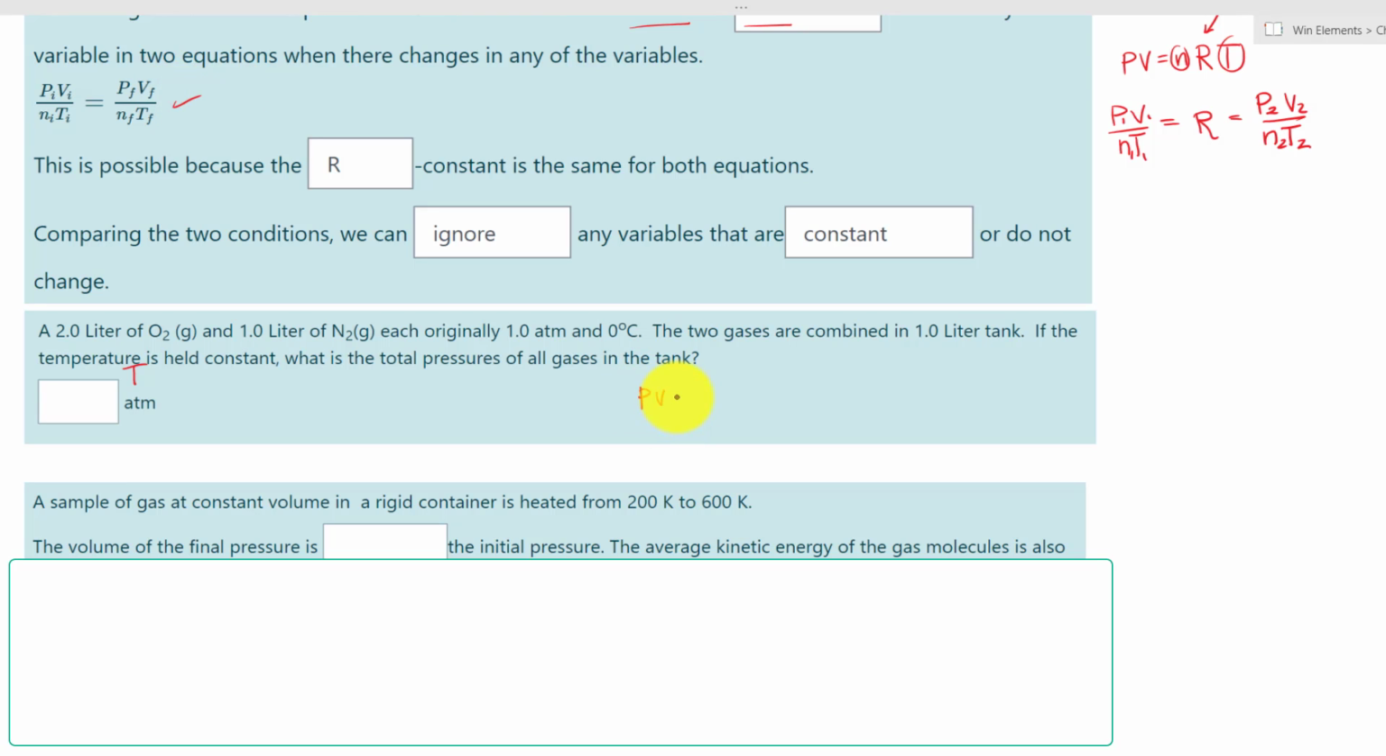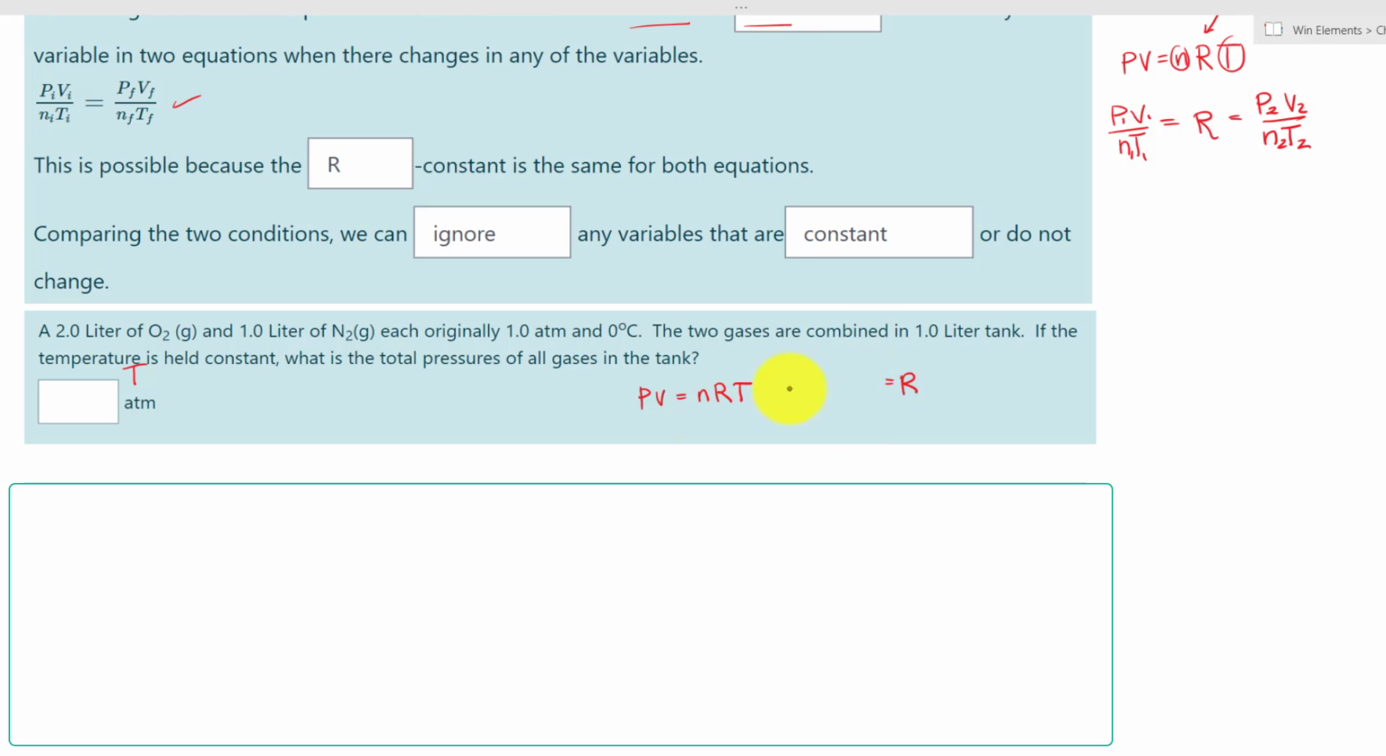So we have PV equal to nRT, okay? We know this equation really well, and we can set this up as PV over nT, and we can do the same thing here, PV over nT. Keep this in mind, this is final, and this is initial. But in this case, the temperature is held constant, so we can cross that out. The moles don't change, so we can cross that out as well. So what we have here is basically PV initial equal to PV final.